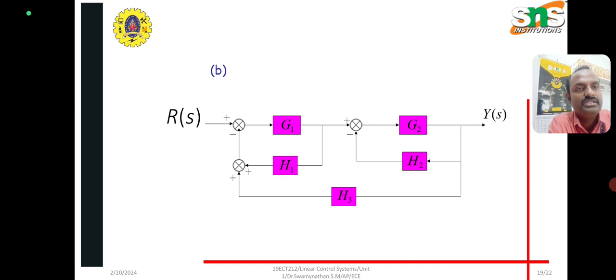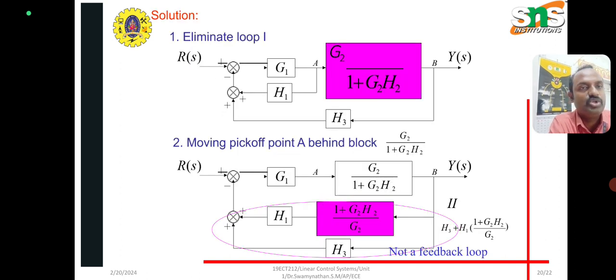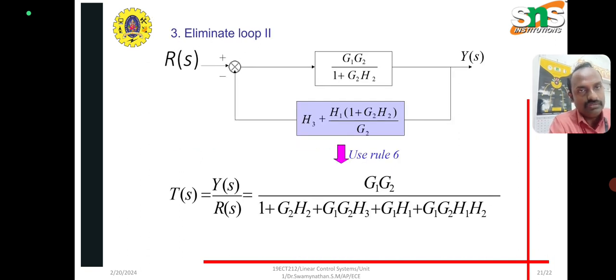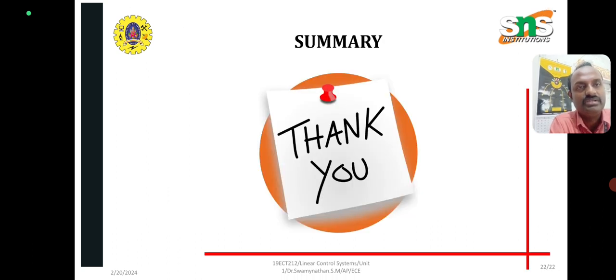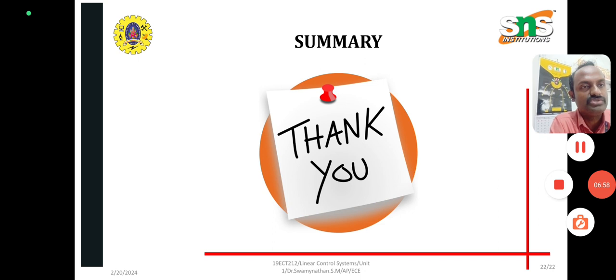Another example, the same thing. We first eliminate loop 1, giving G2 divided by 1 plus G2 H2. Then, moving the pick-off point A, we eliminate loop 2, H3 plus H1 into 1 plus G2 H2 divided by G2. Again the GH loop rule: G divided by 1 plus GH. That is the formula. These are all the important rules we are using.